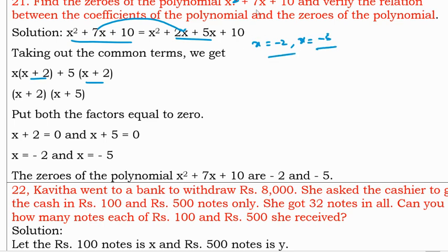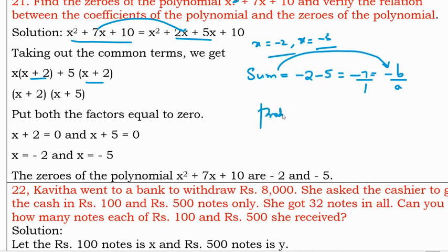Now we have to verify the relation. Whenever verify is there, students, we have to use the formula. We have to derive the formula: sum of the zeros is minus b by a. Don't use the formula directly, we have to prove it. So sum means addition. Minus 2 minus 5, which is nothing but minus 7. I will write minus 7 as minus 7 by 1, which is nothing but minus b by a. So sum of zeros is minus b by a, we derived.